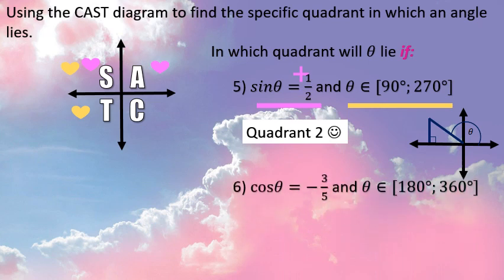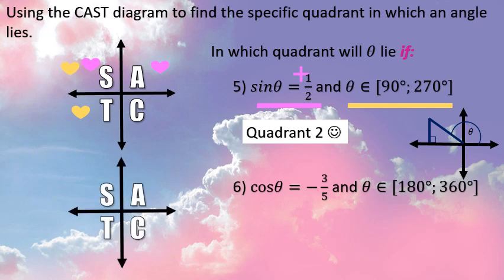If cos theta is negative 3 over 5, and theta is an element of 180 to 360 degrees, in which quadrant would theta lie? Well, let's look at our first piece of information. Cos theta is a negative number. Negatives are nice and obvious because the sign is right there. It's the positives that are quite sneaky.